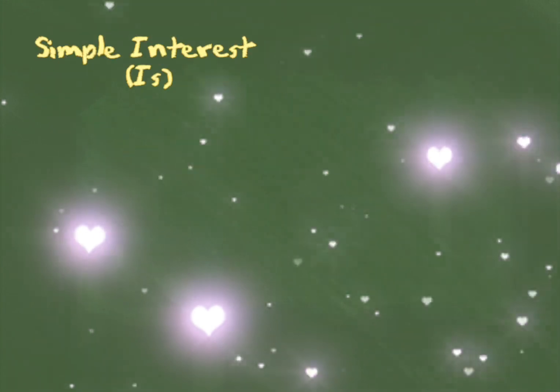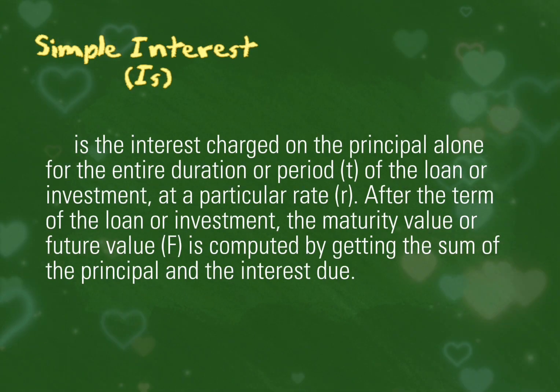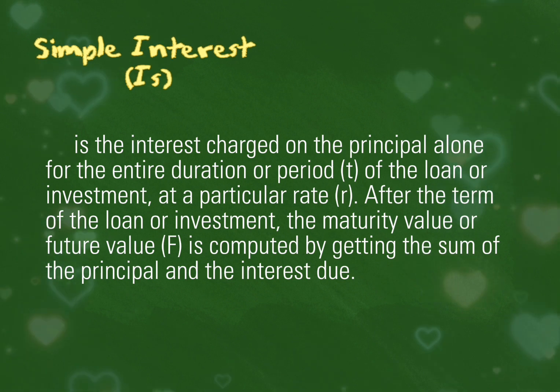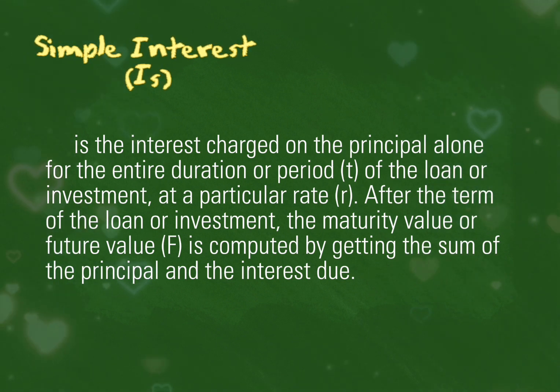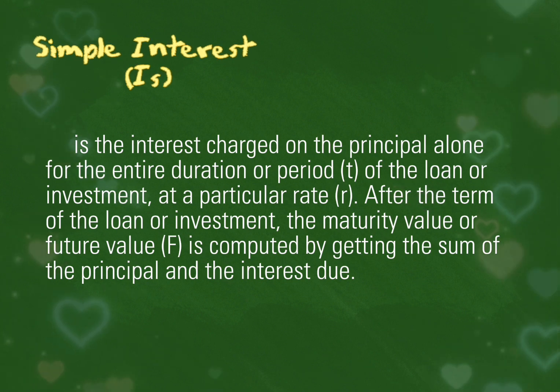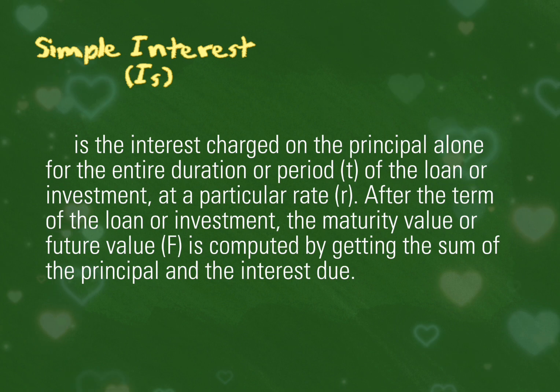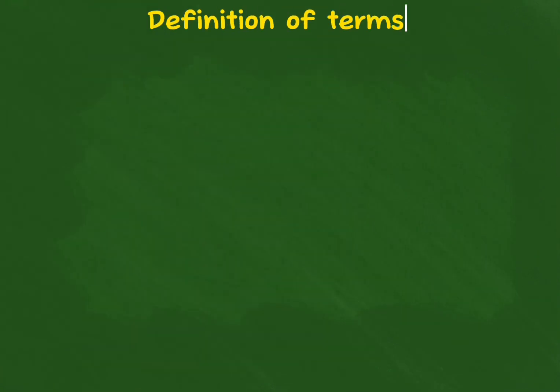When we say simple interest, it is the interest charged on the principal alone for the entire duration or period of the loan or investment at a particular rate. After the term of the loan or investment, the maturity value or future value is computed by getting the sum of the principal and the interest due. So these are the definitions of terms.